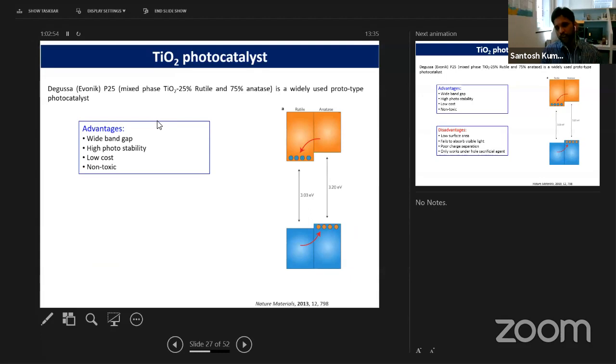One of the known photocatalysts is TiO2. It has been actively used for several years, even decades. The commercially available one is called P25, which has two different phases, rutile and anatase. It is widely used as a prototype photocatalyst in these applications. The reasons are some advantages, as listed: wide band gap, high photostability, low cost, non-toxic. These are key.